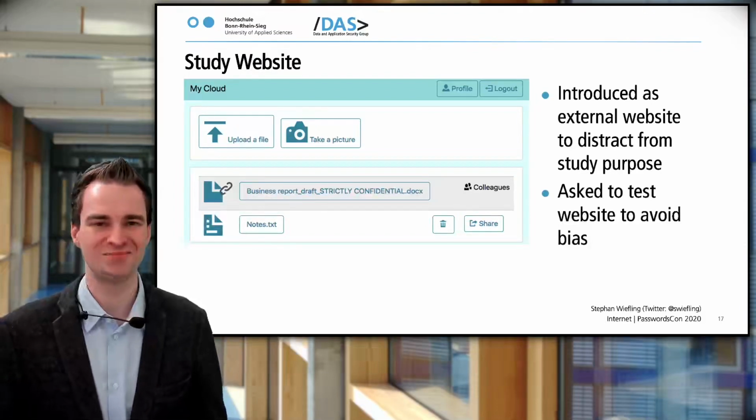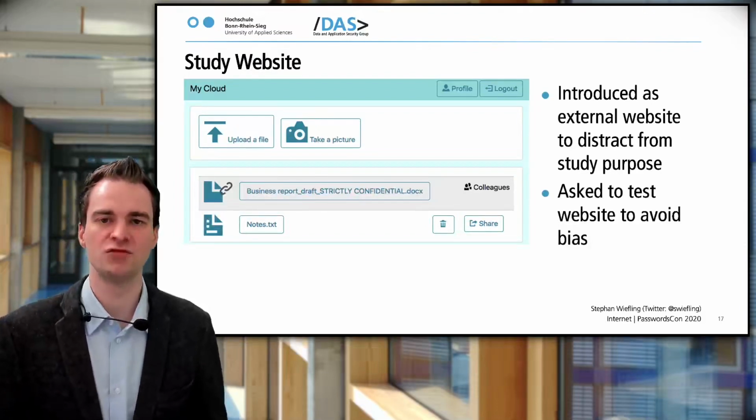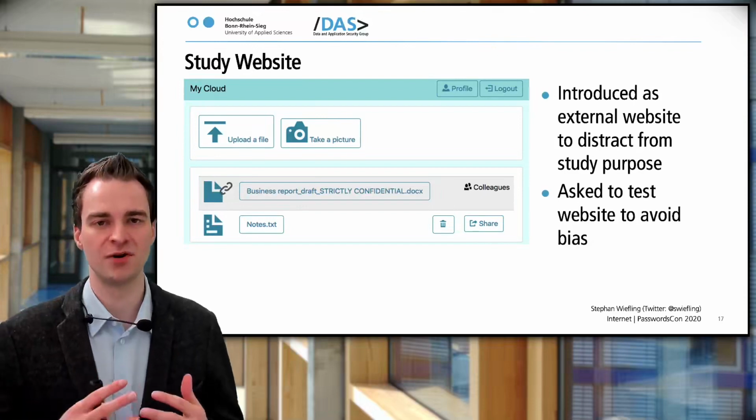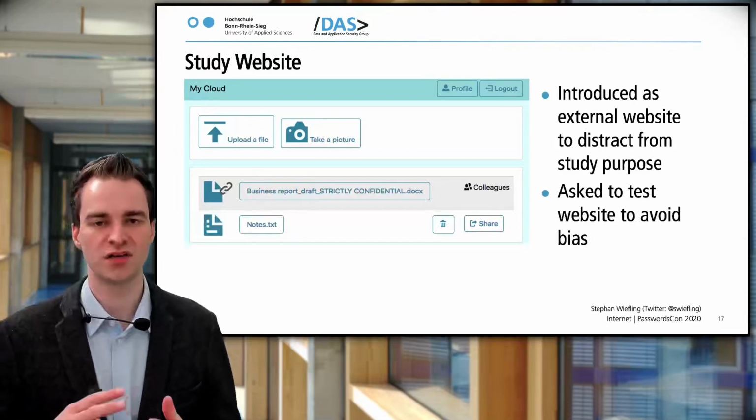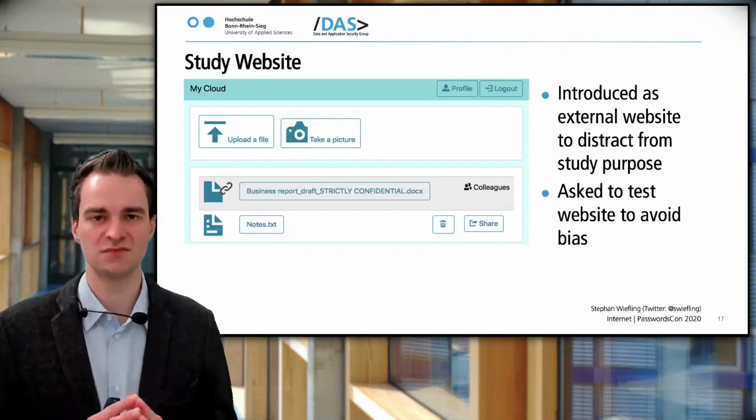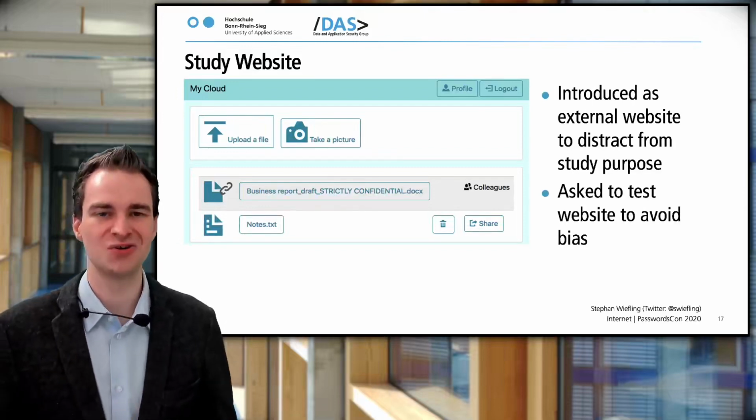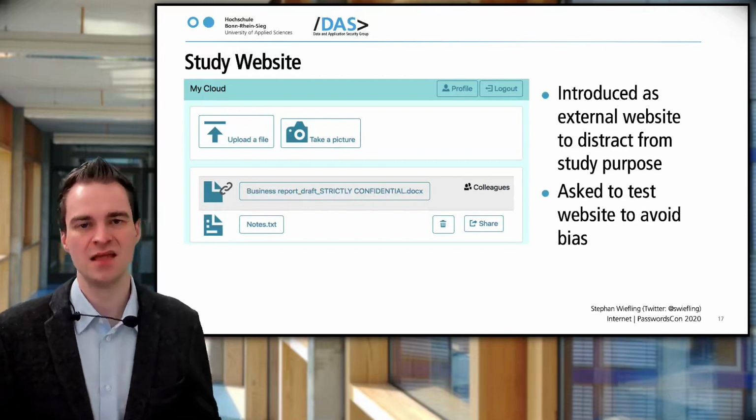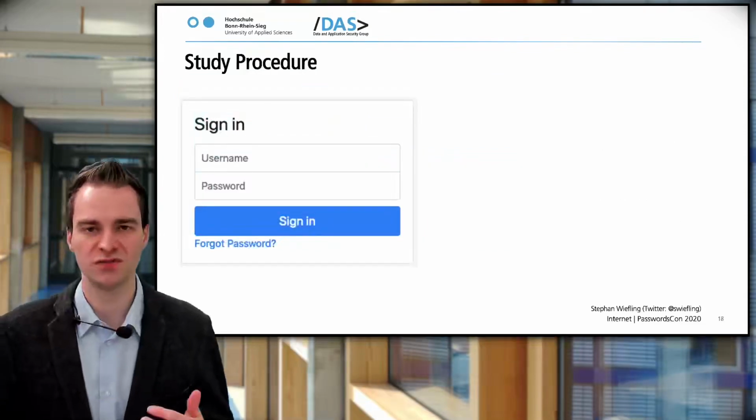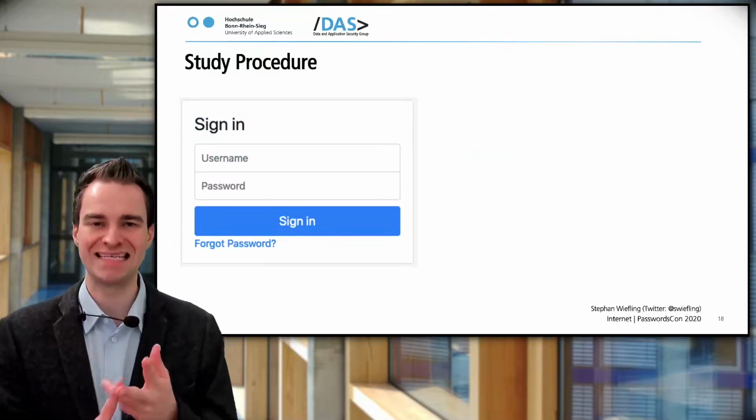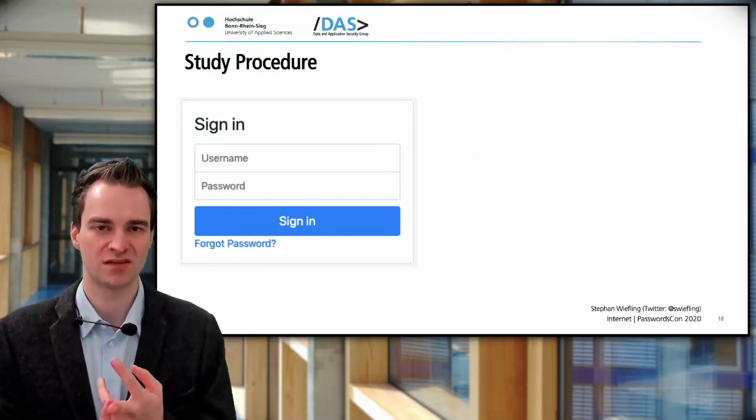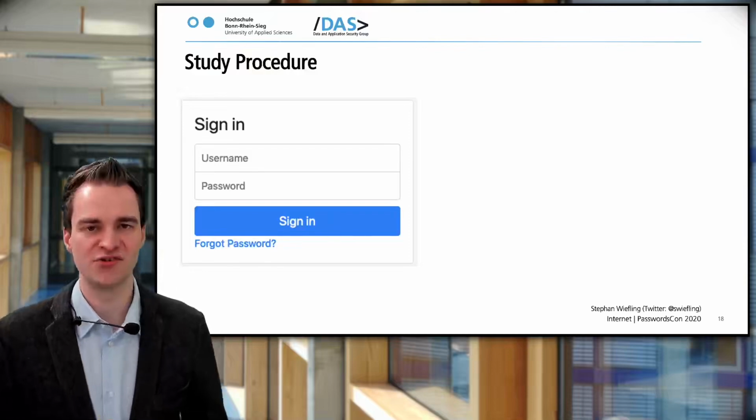And we tested the website by introducing it to our participants as an external website. So yeah, this is a cloud storage website. We would like to know how you think about that. This study website was not linked to our university, just to avoid bias. And they registered on the website with their personal devices. So they used their private email address and their private devices, to create a realistic study scenario here.